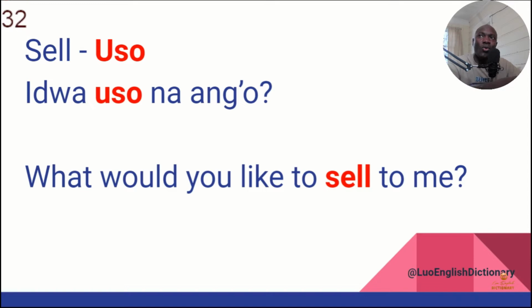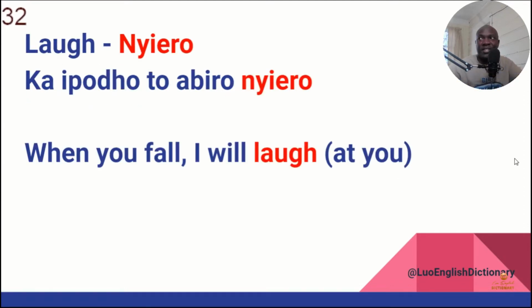So the second one was uso. Idwa uso na ango. What do you want to sell to me? Love is nyiero. Nyiero is ka ipodho to abiro nyiero.